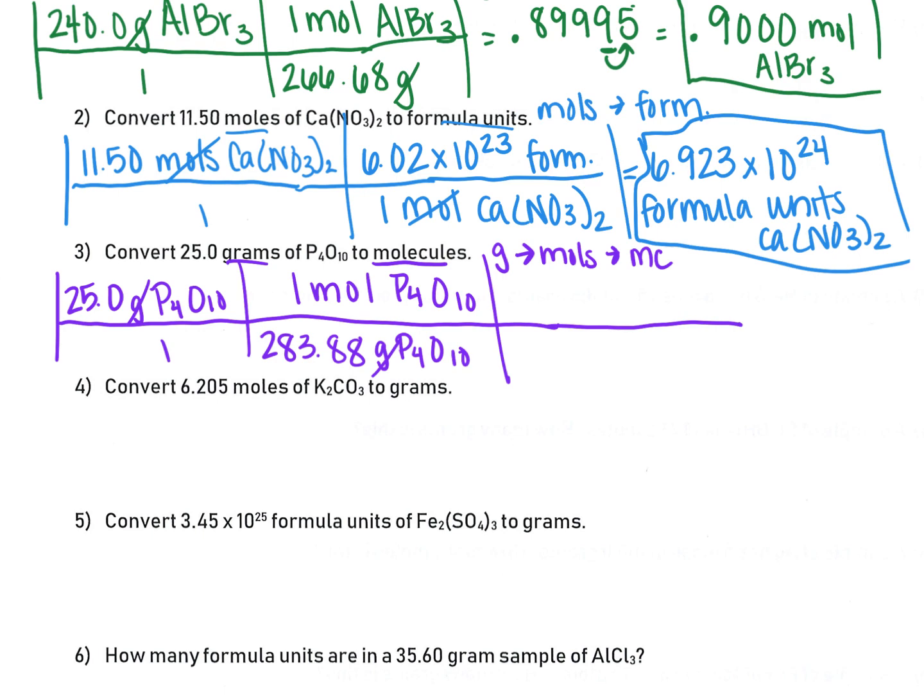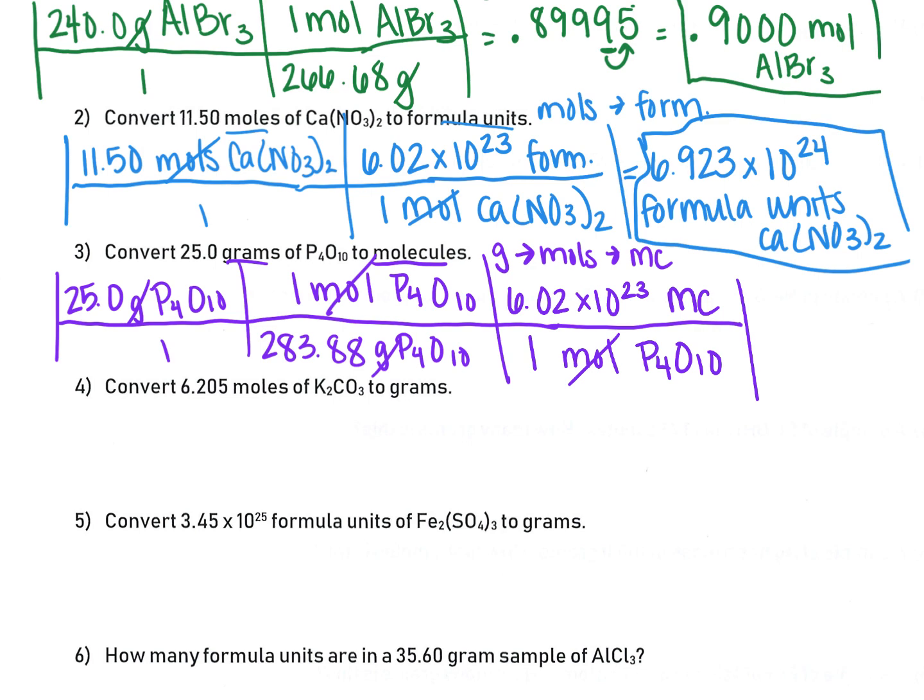Multiply by, what's your new favorite number? 6.02 times 10 to the 23rd. If 1 mole is on top, what goes on the bottom? One mole again. So for every 1 mole of P4O10, how many molecules are there? 6.02 times 10 to the 23rd. I'm just going to say MC for molecules. So moles cancel. You're in molecules.